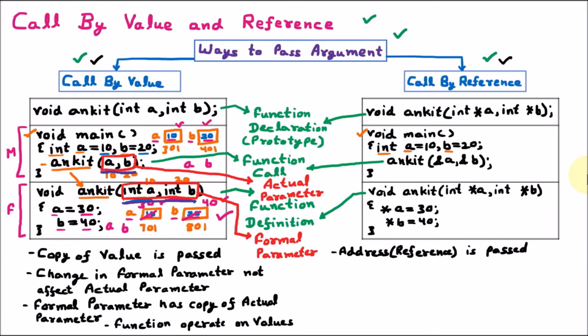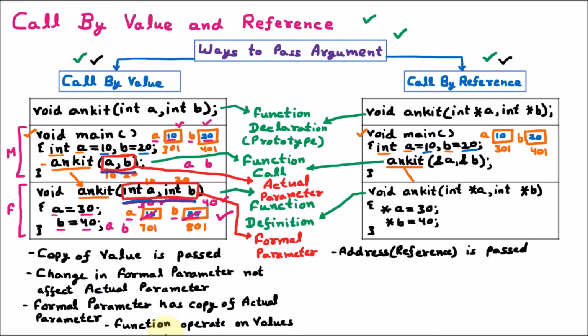So in the memory, there are two variables. One is A. Let us suppose that the memory address is 301. And one other variable, that is B. Assume that its address is 401. Inside that, we are initializing A as 10 and B as 20. Afterward, we are going to call the function Ankit.